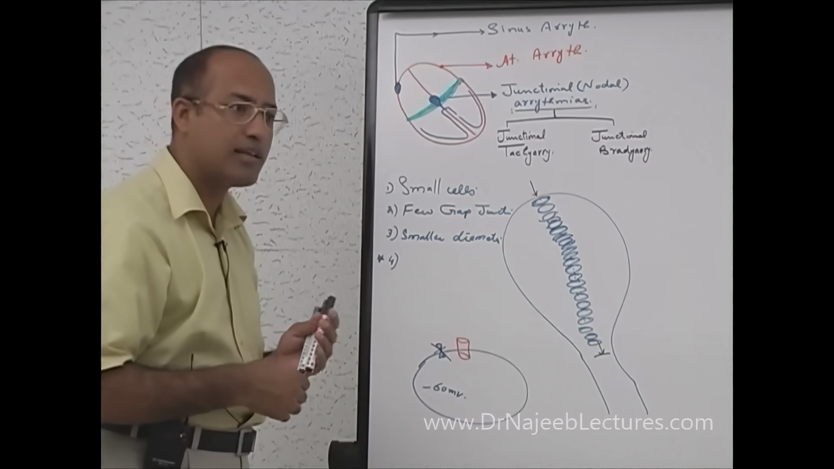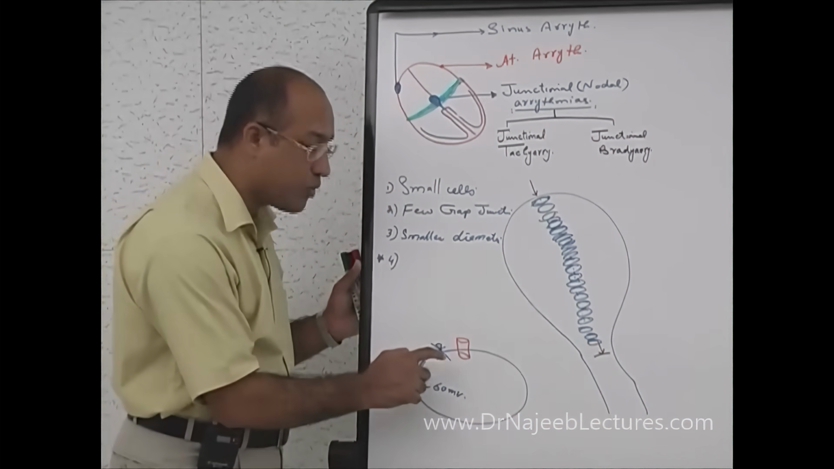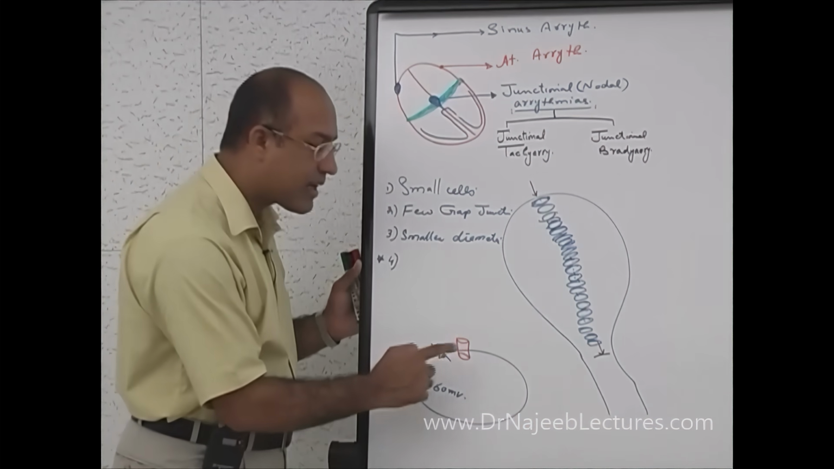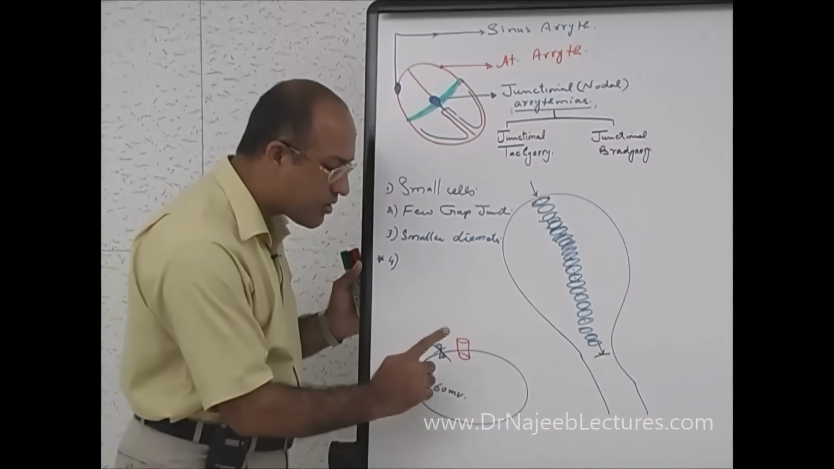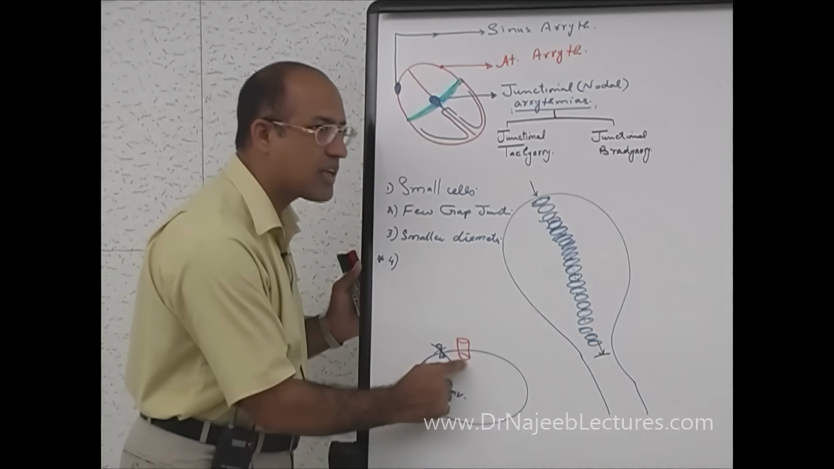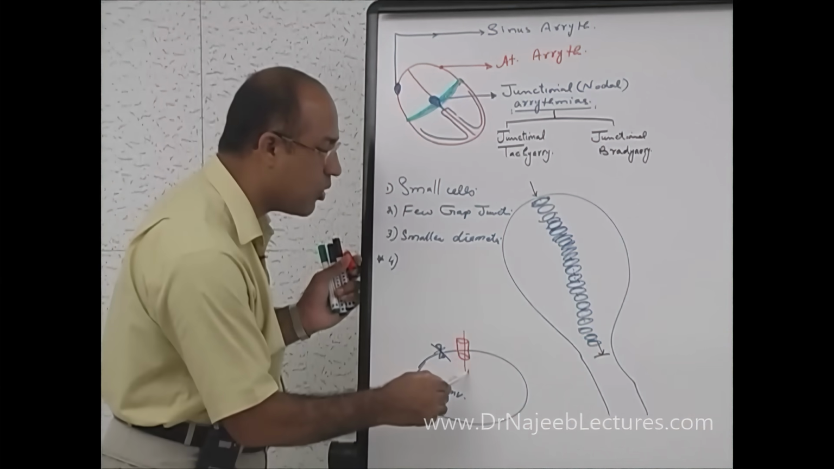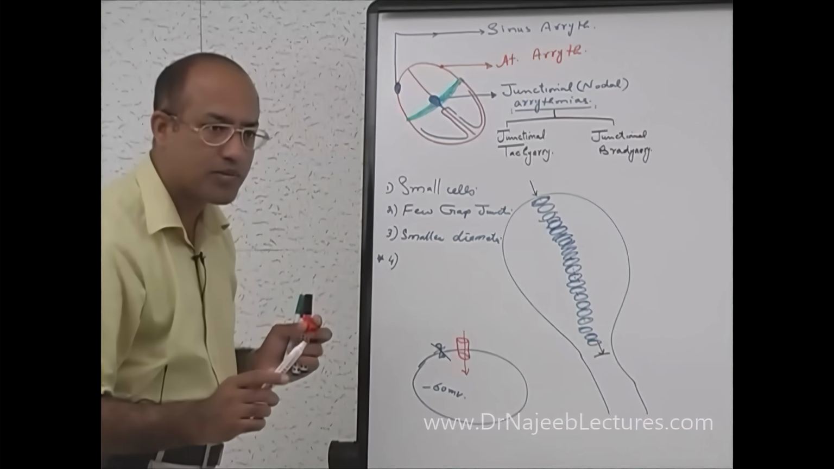So SA nodal and AV nodal depolarization is calcium dependent, and as compared to voltage gated sodium channels, voltage gated calcium channels act slowly. So that is one reason that depolarization is slow in SA node and AV node.